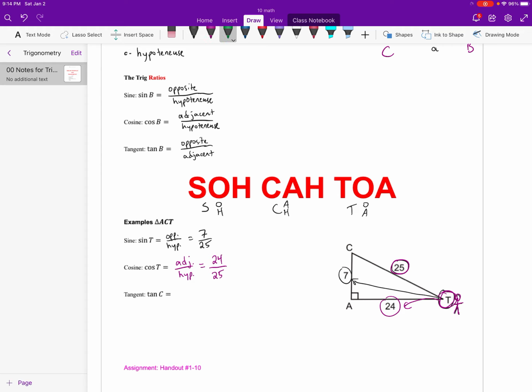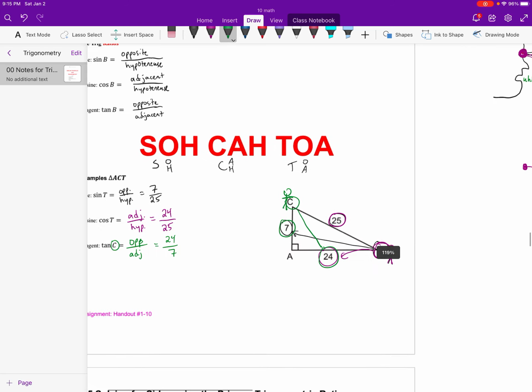Next one, tan of C. So notice that this one now is angle C. So we'll stick it over here. Okay. And tan is defined as opposite over adjacent. So the side opposite to angle C is this one right here, the 24. And the side adjacent to C is 7. So tan of C is equal to 24 over 7.